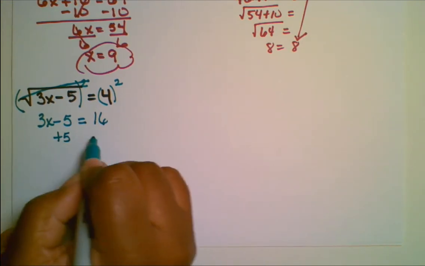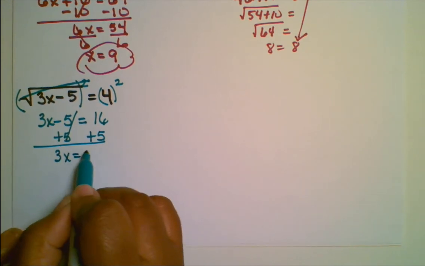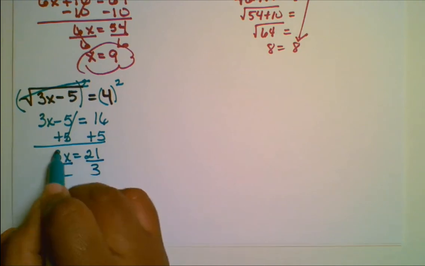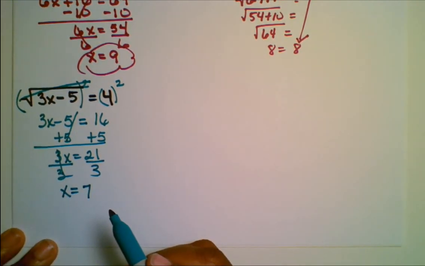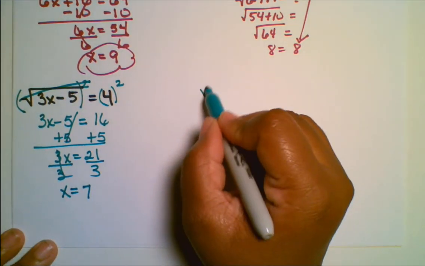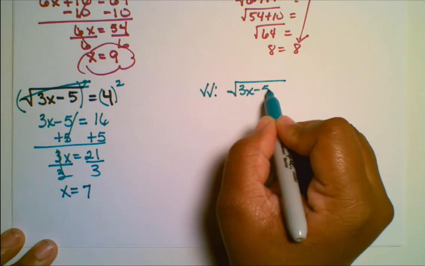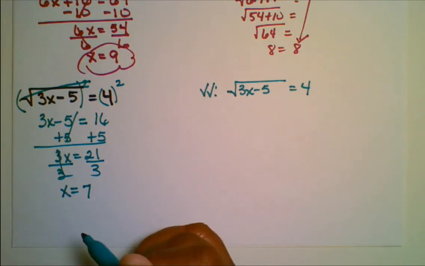We're going to add 5 to each side. We have 3x is equal to 21. Then divide by 3 to solve for x, and x is equal to 7. Let's check to see if 7 is the solution or if 7 is an extraneous solution.